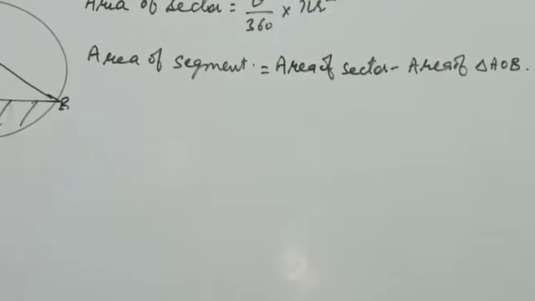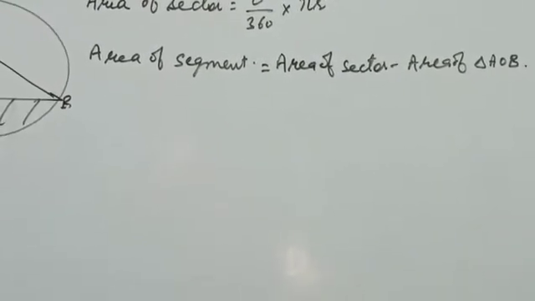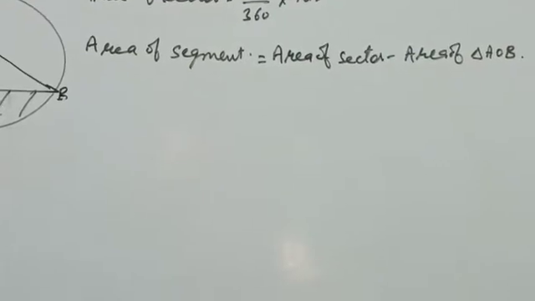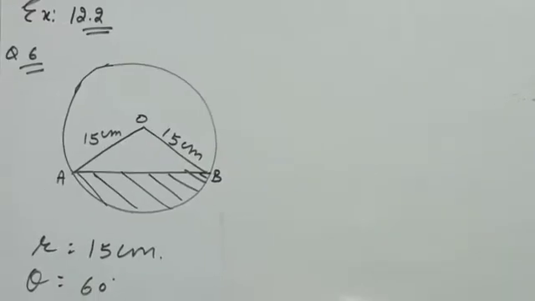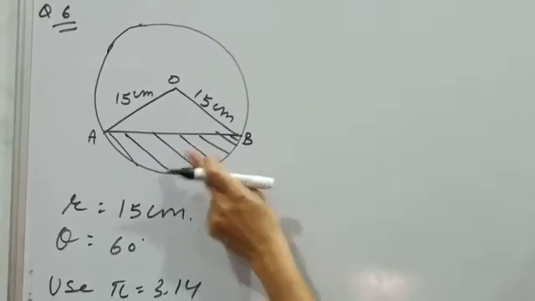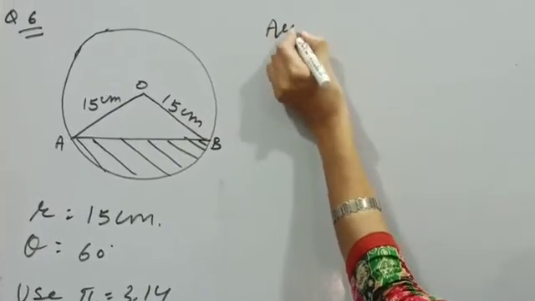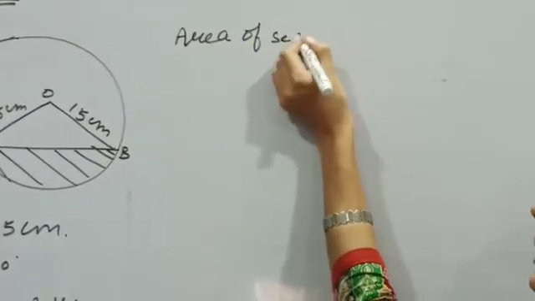So let us use this concept in the question of exercise 12.2. Here we will do the 6th question. So let us start now. Okay students, now we have to find the area of the segment. Firstly, to find the area of the segment, we will find the area of the related sector.